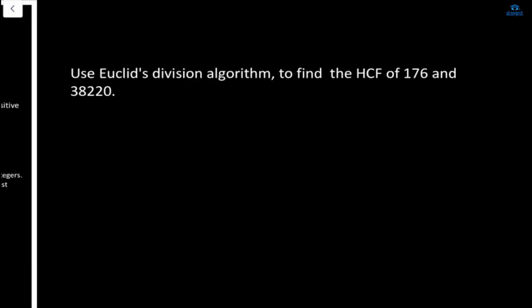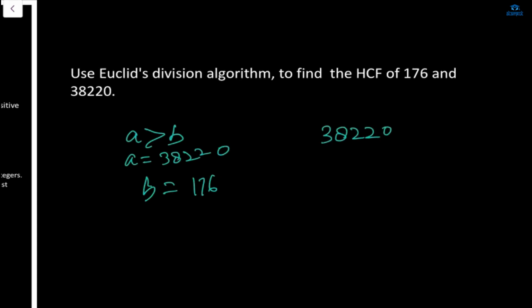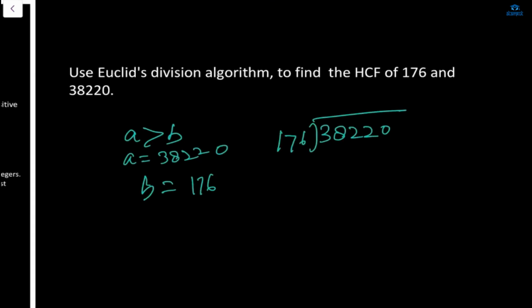In Euclid's division lemma, a should always be greater than b. So here I'm taking a as 38220 and b as 176. Now we'll be applying the division algorithm. 38220 divided by 176. How many times will it go? Can you tell me? 217. So when we subtract, I'm getting remainder as 28.